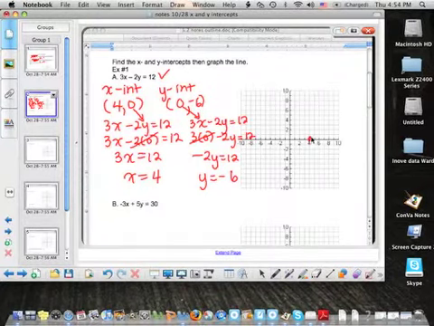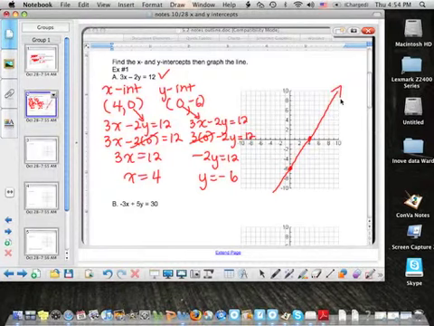(4, 0) is here, (0, negative 6) is there, and then we graph it together with a big long line going all the way across the graphing grid and arrows at the end. That's how you graph a line using the x and y intercepts.